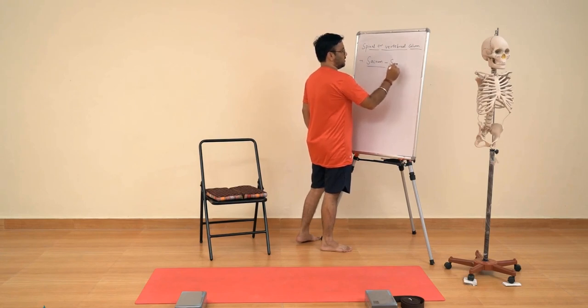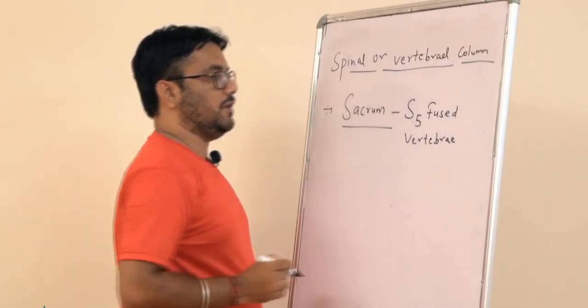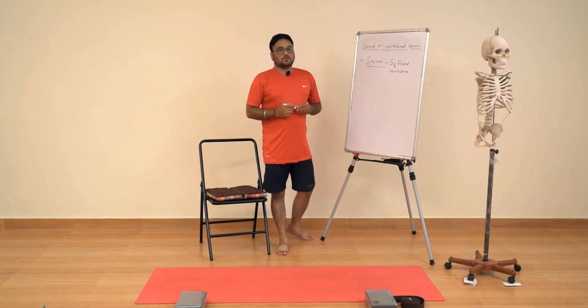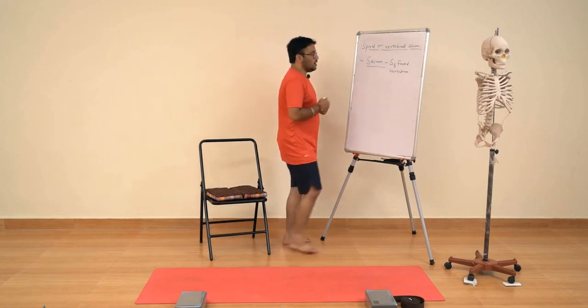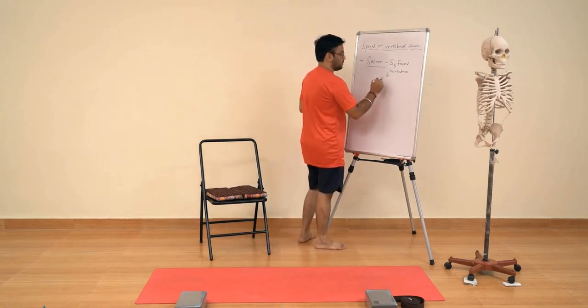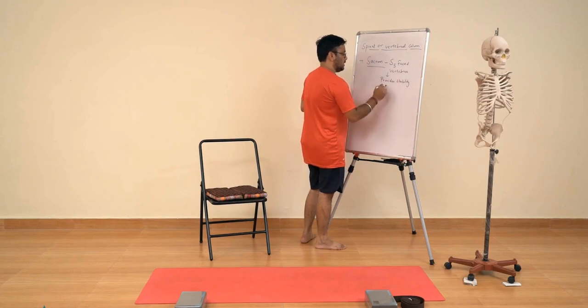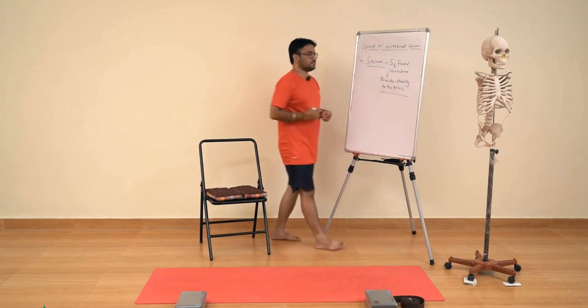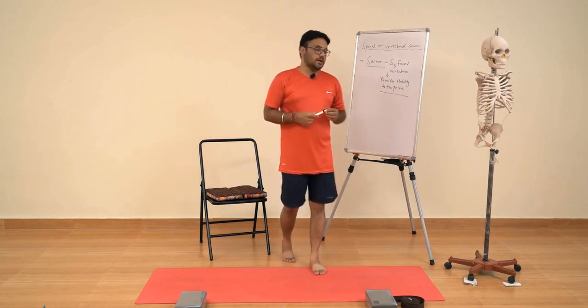S5, fused vertebrae. So basically the main function of the sacrum is stability. It provides stability to the pelvis. So the sacrum provides stability to the pelvis.